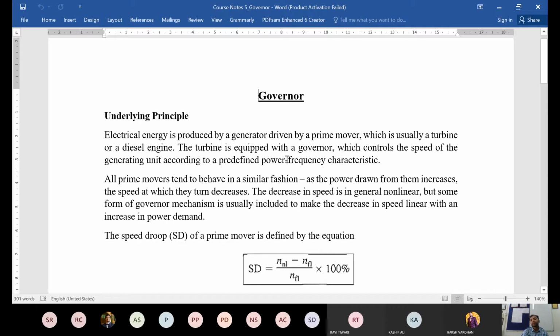Why this connection comes is described here in the second paragraph: as you understand, all prime movers tend to behave in a similar fashion. As the power drawn from them increases, the speed at which they turn decreases. You can understand it with common understanding also. Like any machine, if it is rotating at a given speed, and now you suddenly increase the loading or the power demand from that machine.